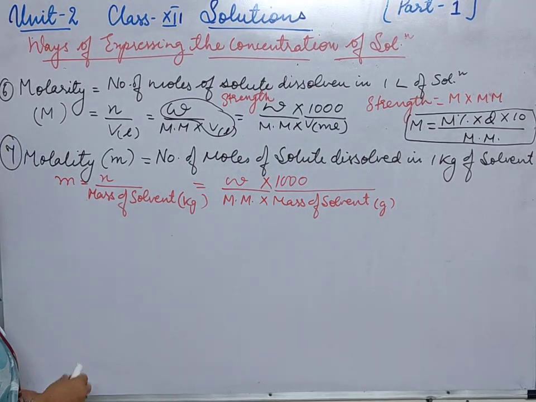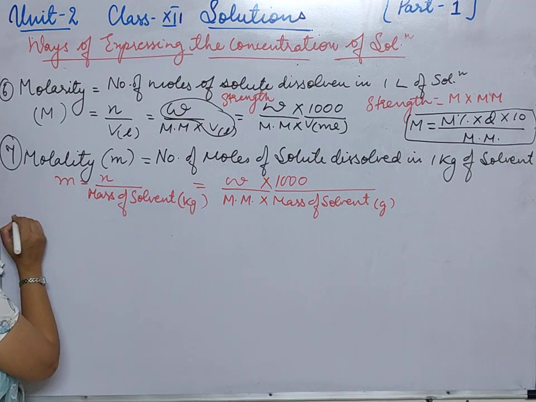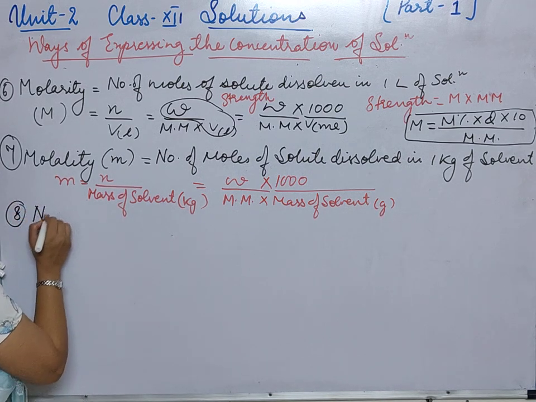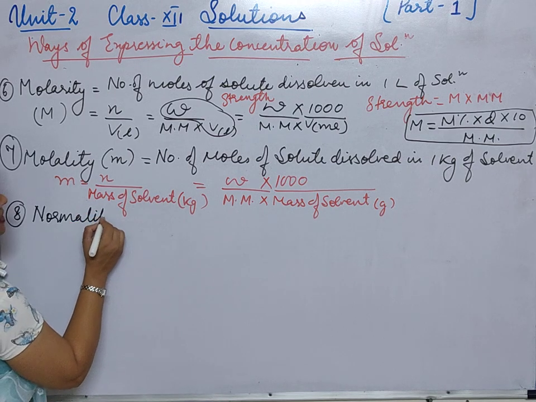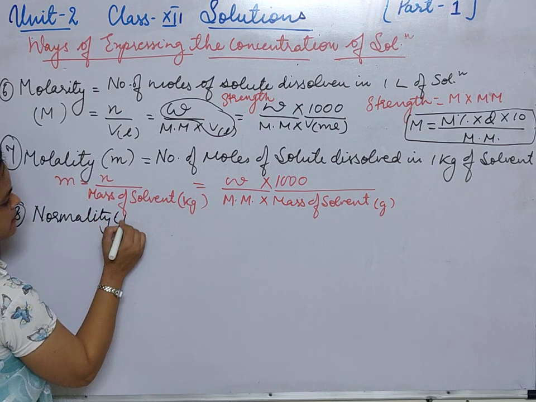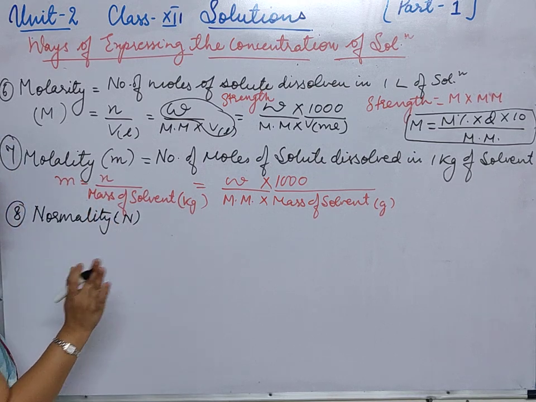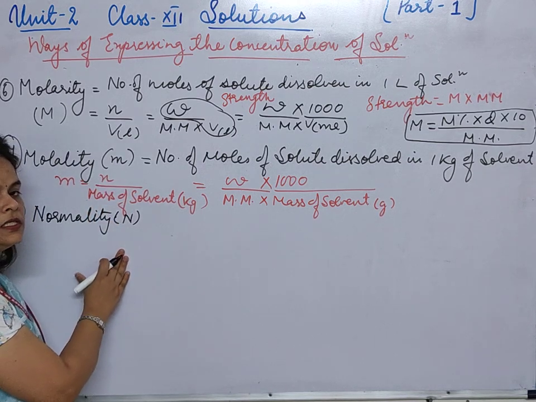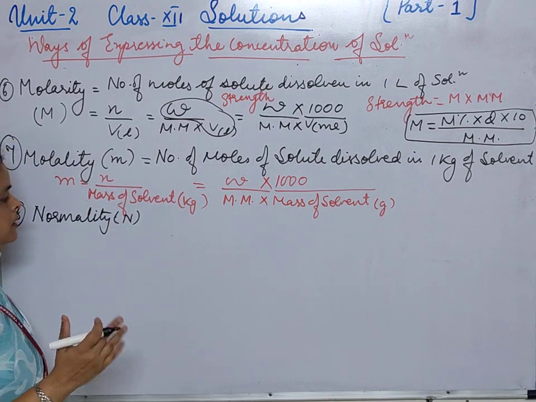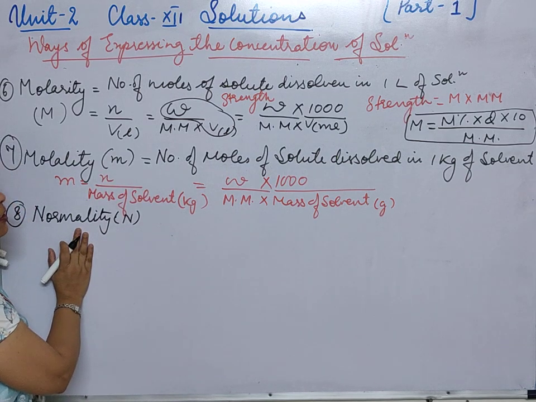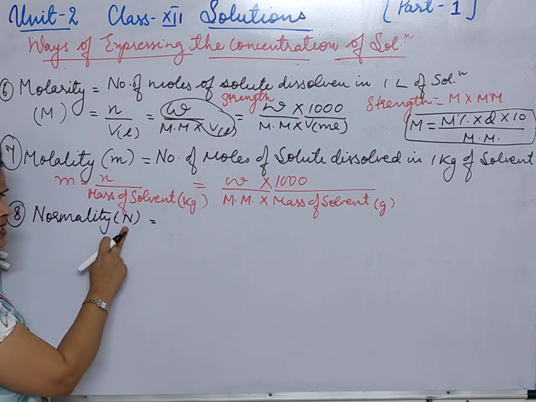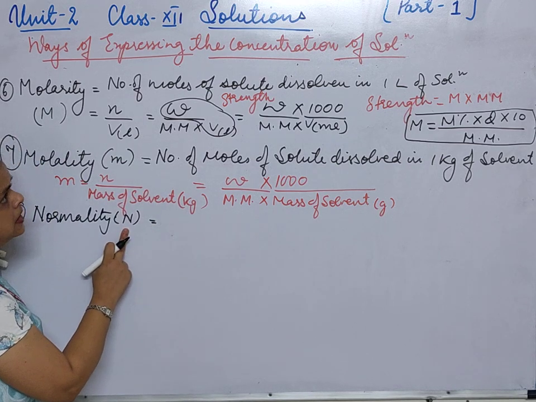The last one is normality. Students, this normality we are not having in our syllabus, but I will give you a little bit of idea, because in our practicals in titration you will be reading these terms again and again. So you should have an idea what we mean by normality. It is represented by capital N.